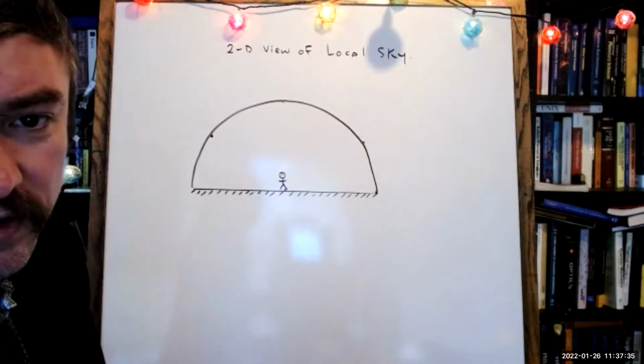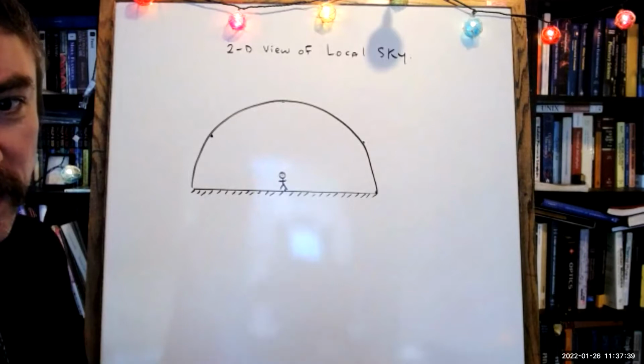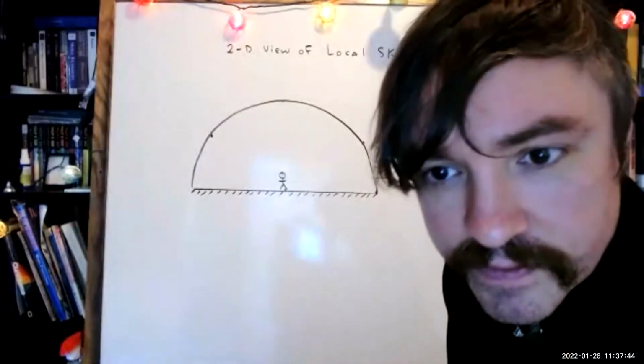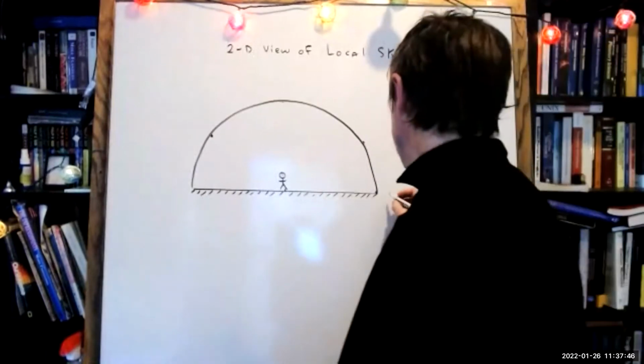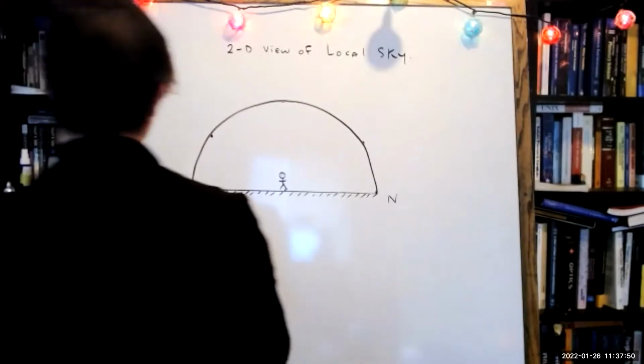Where should we put north and south? We're going to make a north-south slice of the local sky. So north will be to the right. Yes, that's customary to put north on the right and south on the left.